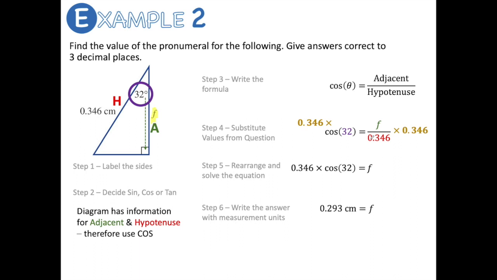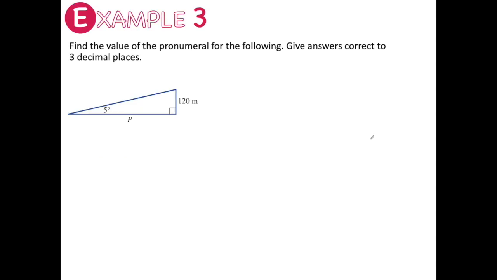Let's go ahead and look at example 3. I want to find the value of P based on the information in the right angle triangle. So step 1, label the sides. This time I have got the opposite side, which is 120, and the adjacent side, which is the missing side P value that I'm trying to find.